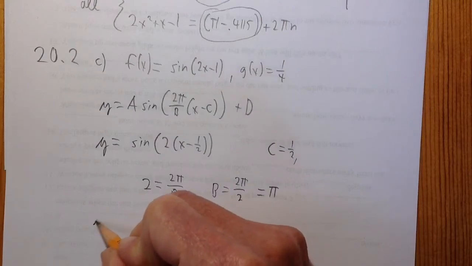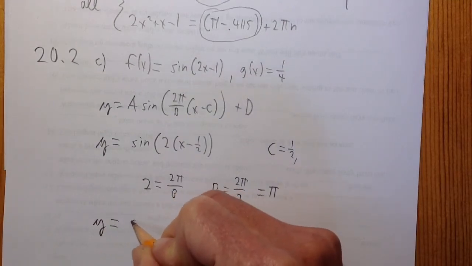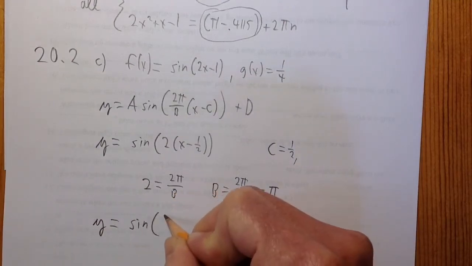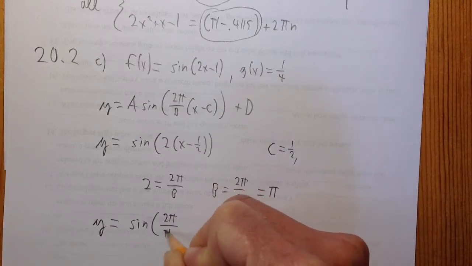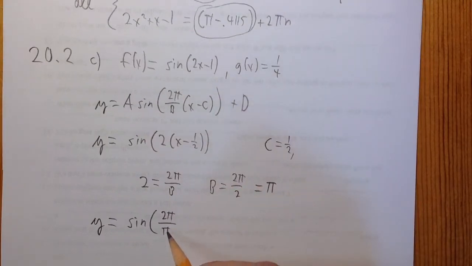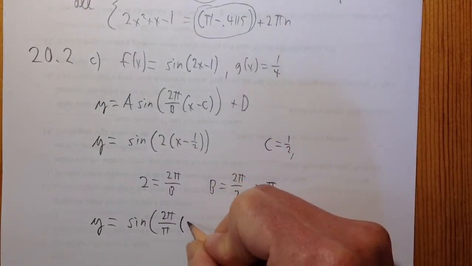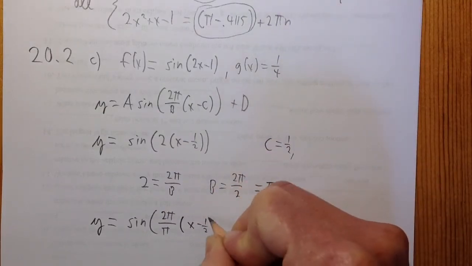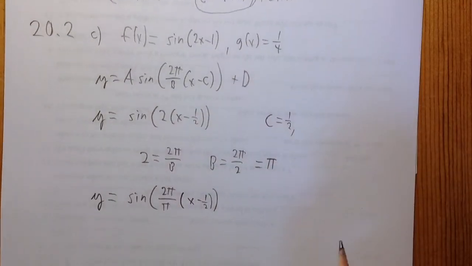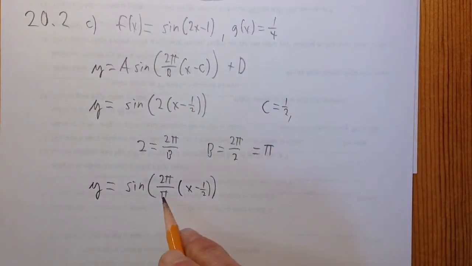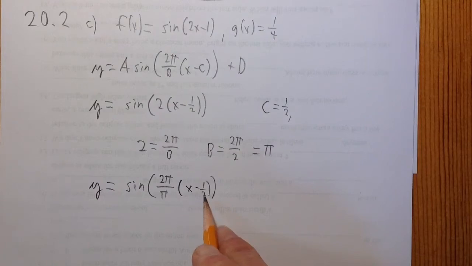So finally we have y is equal to sine of 2 pi over pi, which clearly works, right? 2 pi over pi is 2, which is there. We could have seen that right away if you're clever. I'm not that clever. X minus 1/2. That's our sine wave. Period of pi, and it's shifted 1/2 to the right.